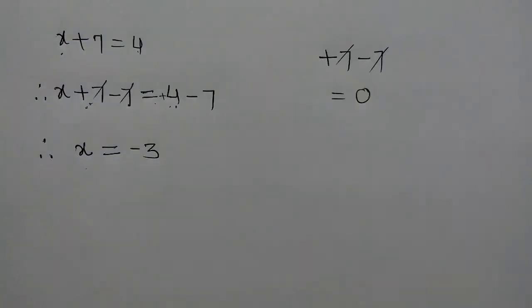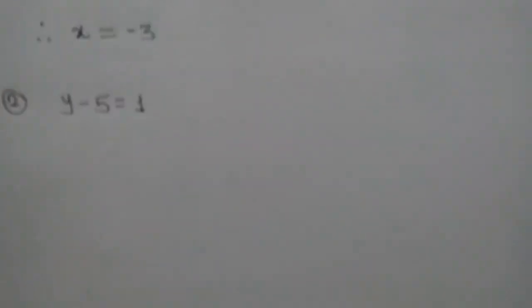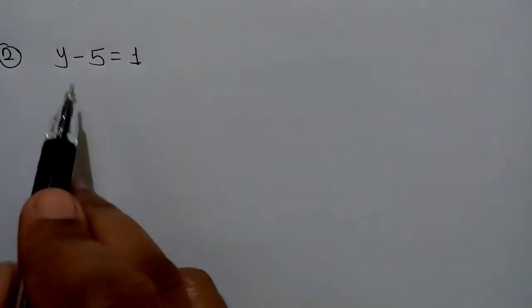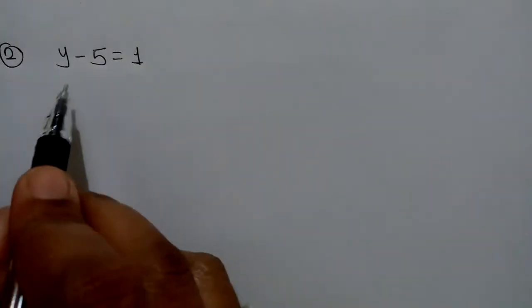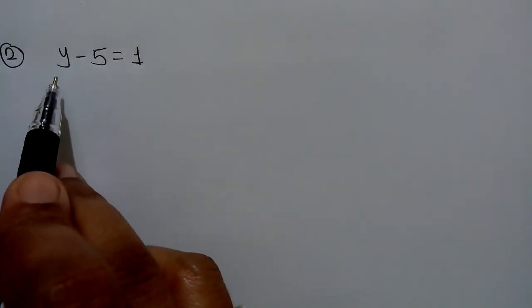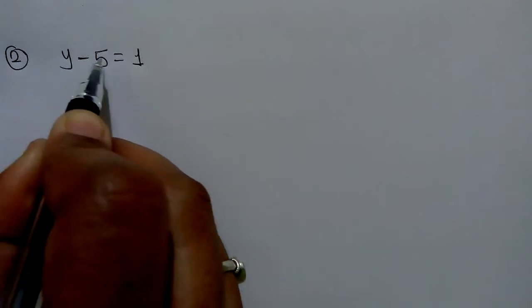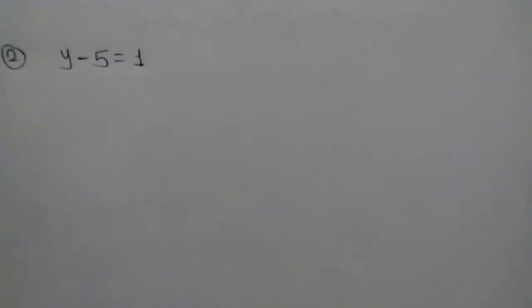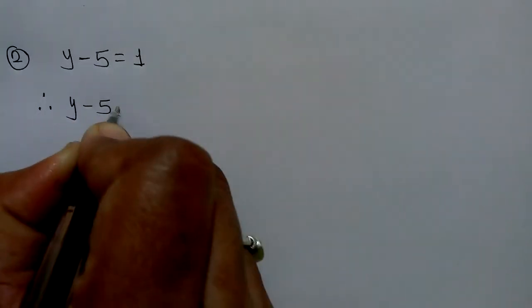Now one more example we will see, where a minus sign is there. y minus 5 is equal to 1. Now we will solve this. y minus 5 is equal to 1. Now we have to find out the value of this y. Meaning on the left hand side only y should be there, and y equal to whatever value we get will be the answer. So what to do for that? Here minus 5 is there, we have to do plus 5 on both sides. See here, y minus 5 plus 5.